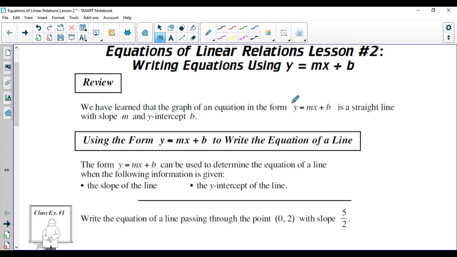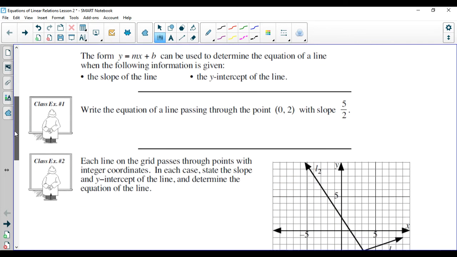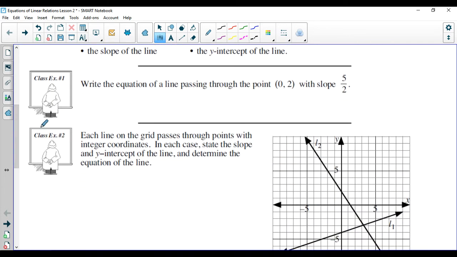Okay, so just as a quick recall here, the equation is y is equal to mx plus b. In this equation, m represents the slope of the line, and b represents the y-intercept. So that's a spot where the line crosses the y-axis. So let's go to this example.